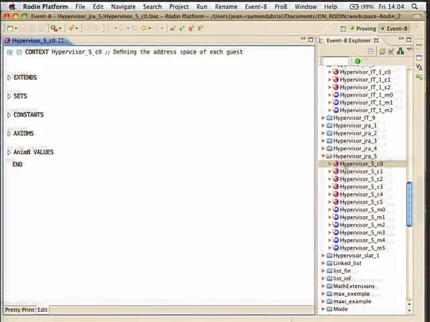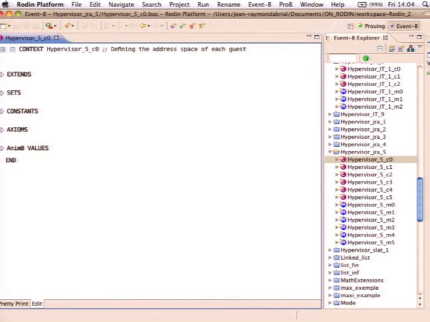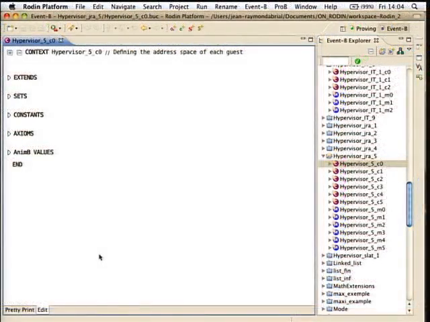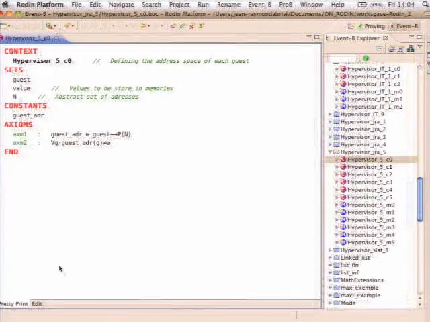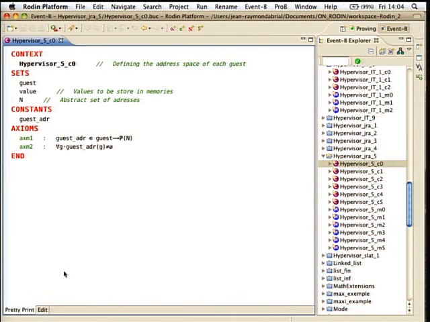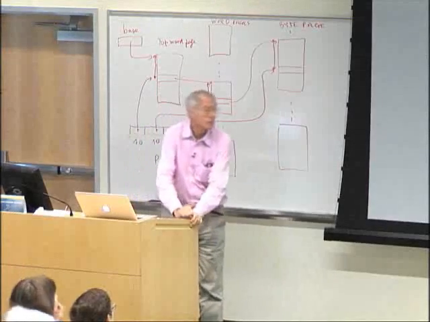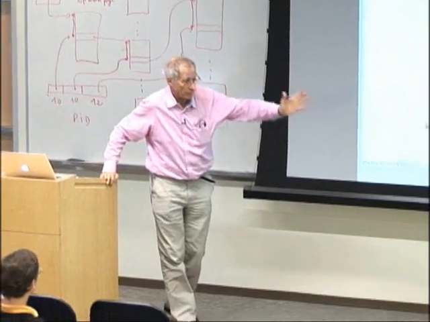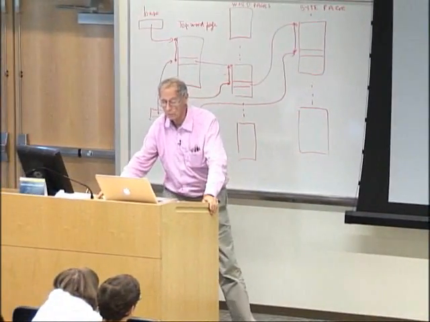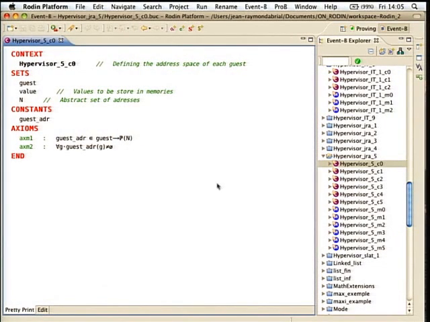So let me show you the first context, defining the address space of each guest. We are on each guest independently now. We have three sets: guest, value, and N. N is an abstract set of abstract addresses. Value is the value to be stored in the memory, and guest are the guests. There are two axioms and a constant, guest address. Guest address is just the bunch of addresses corresponding to each guest, so it's a set of addresses, and this is not empty. The guests have some memory.